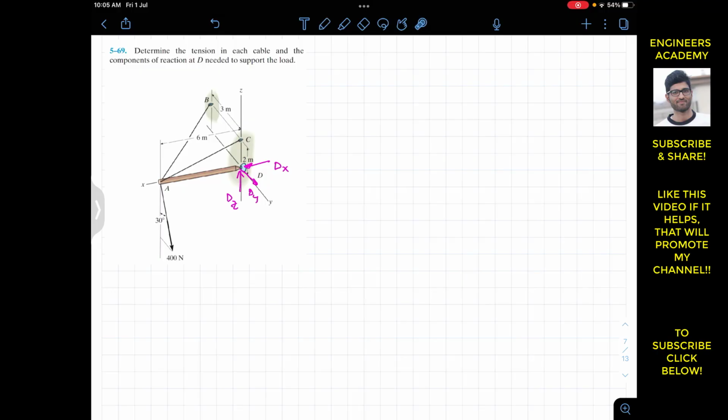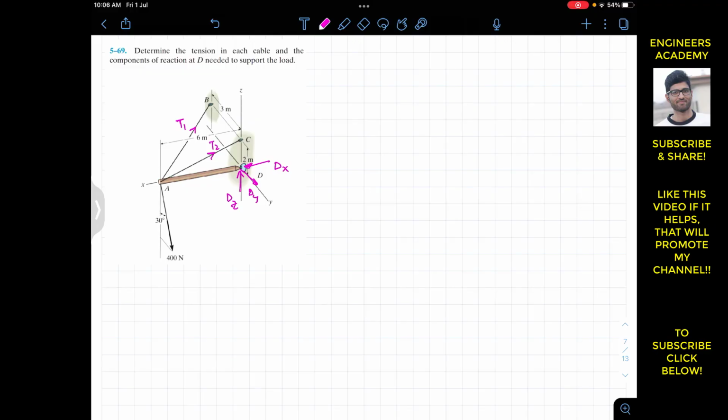Here we have this 40 Newton force, and this 40 Newton force is making 30 degrees with the vertical, that is with the axis which is parallel to the z axis. And let's say that from A to B this is T1, and from A to C this is T2. So we are required to find the magnitudes of T1, T2, and Dx, Dy, and Dz. So we have to find the Cartesian vector representation of T1 and T2.